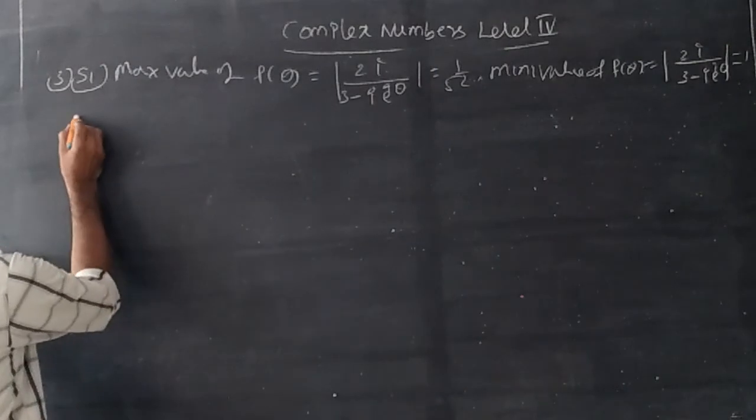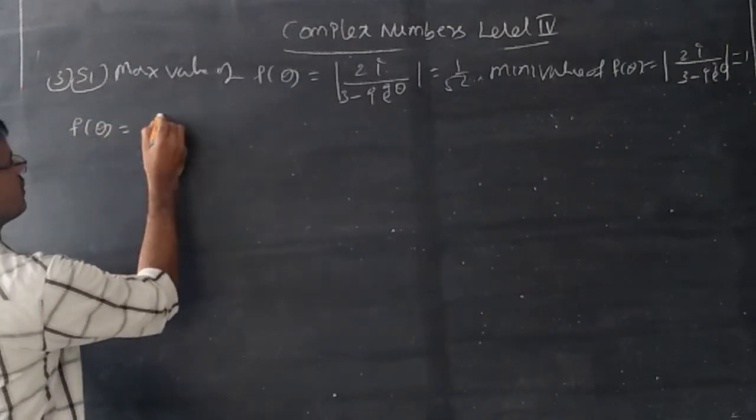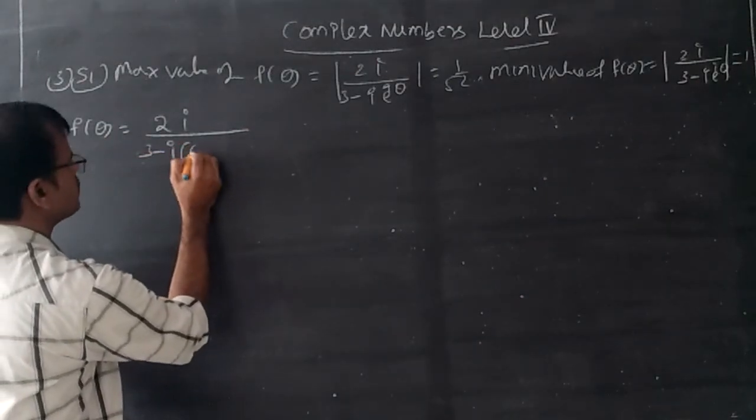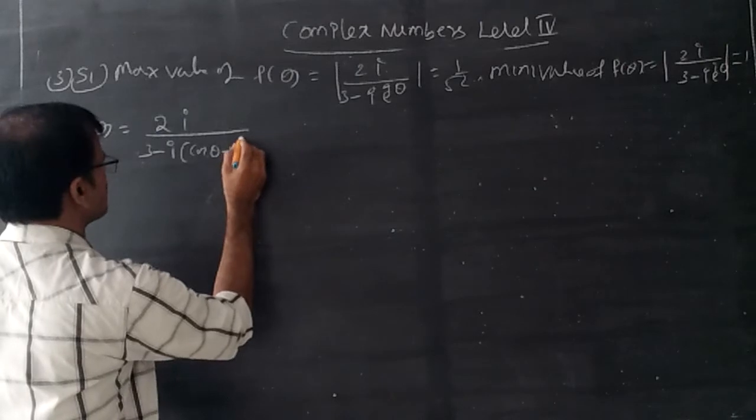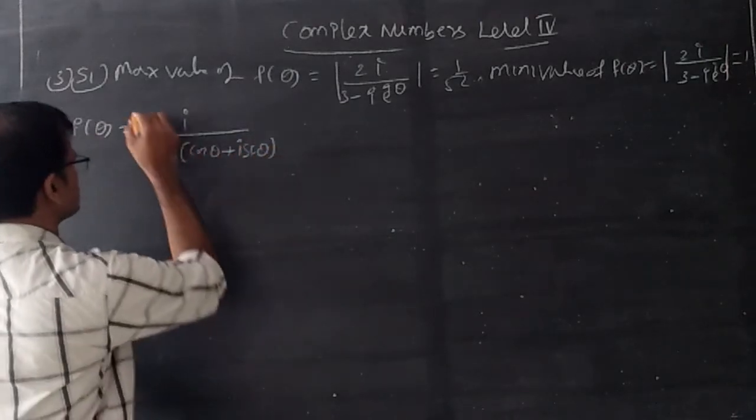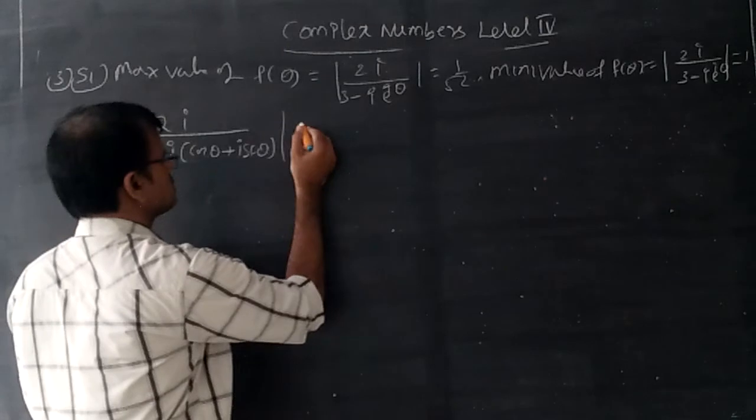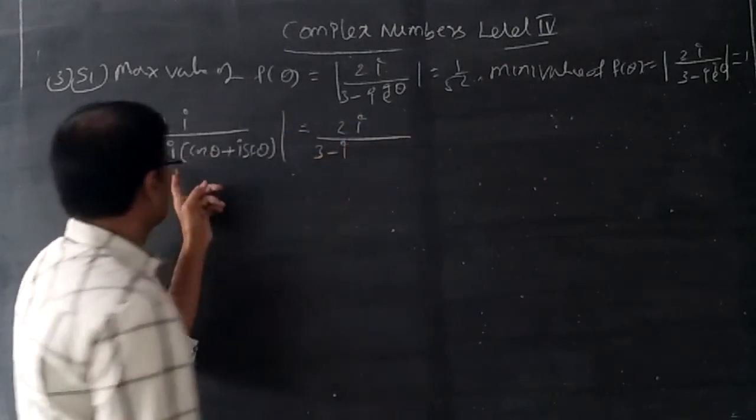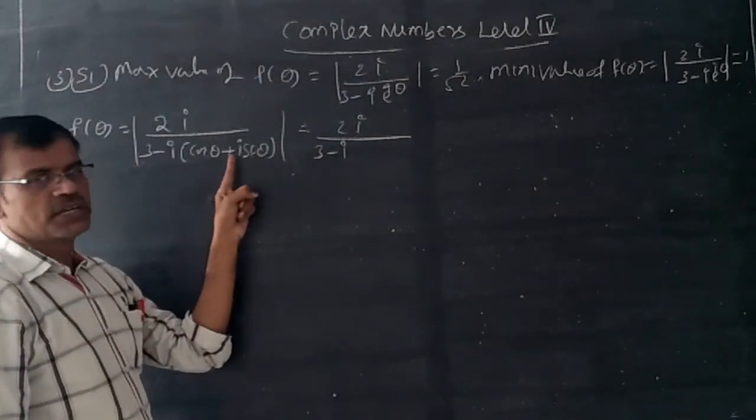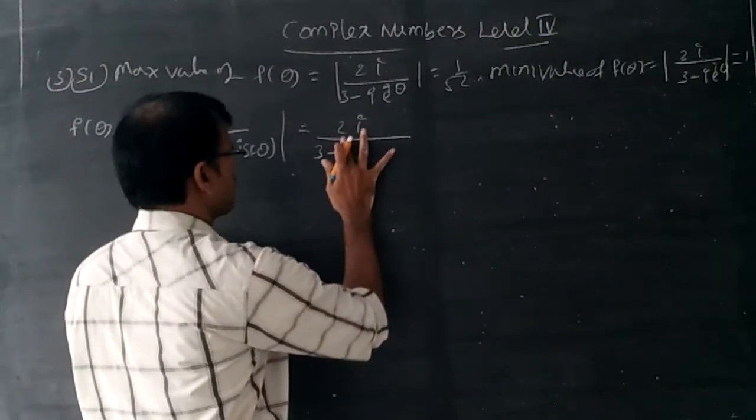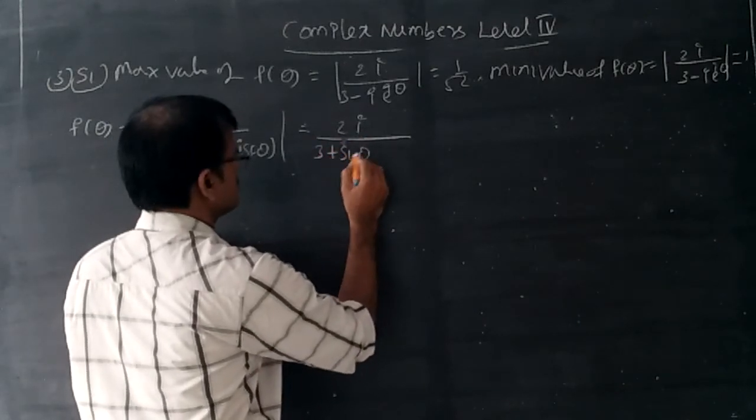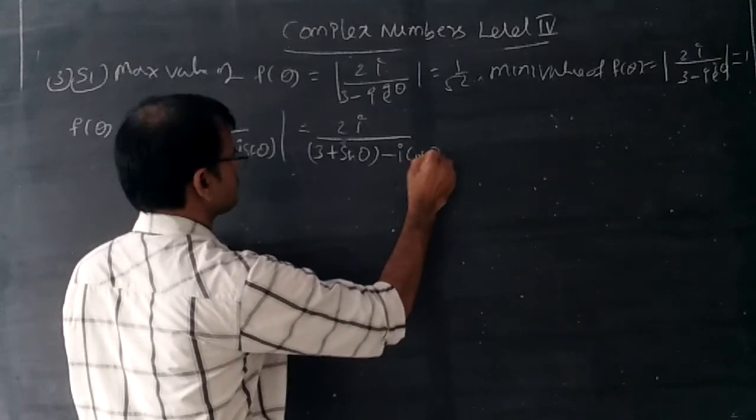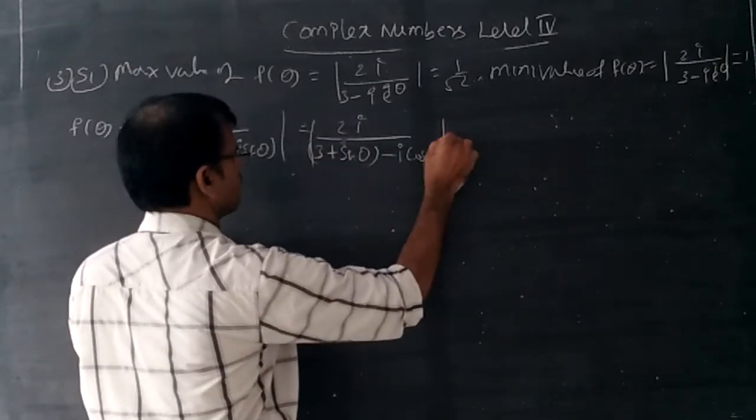So, f of theta, I am writing, is the modulus of 2i by (3 minus i) into e power i theta, which can be understood as cos theta plus i sin theta, over the modulus. That is equal to 2i by (3 minus i cos theta minus i square sin theta); minus i square becomes plus 1. So write like this: (3 plus sin theta) within bracket minus i cos theta. Take the modulus for this one.